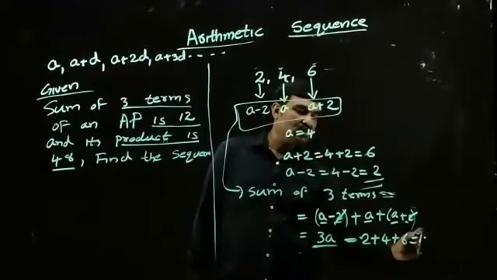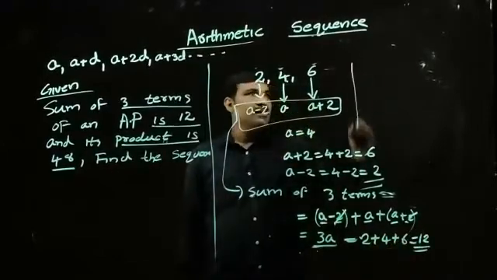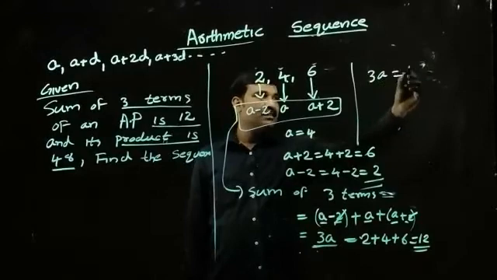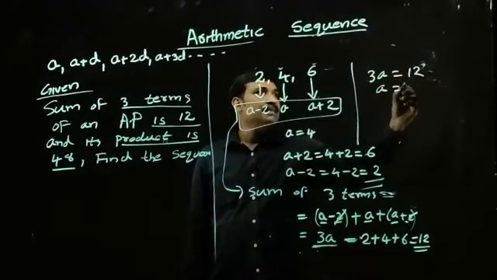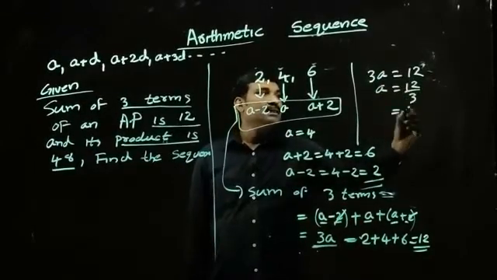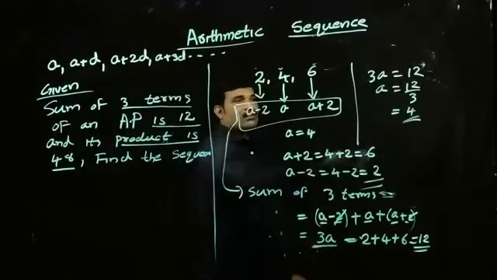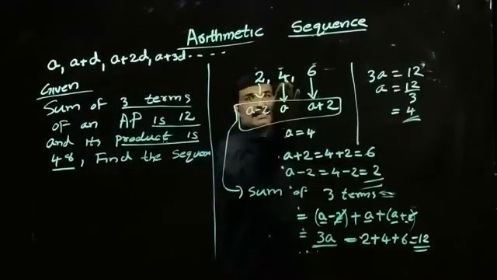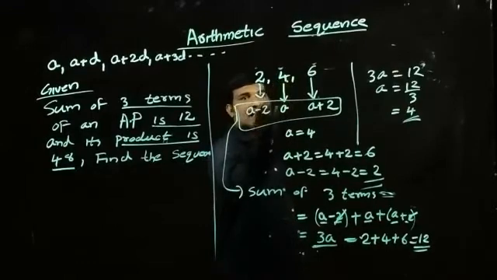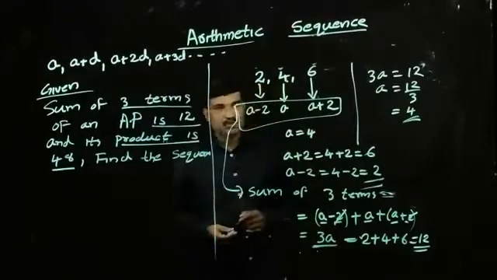That is equal to 12. So from here, we can write 3A is equal to 12, or A is equal to 12 by 3. That is equal to 4. Once we have got 4, then the term just before 4 is A minus common difference. That is equal to A minus 2. This becomes A plus 2, right?